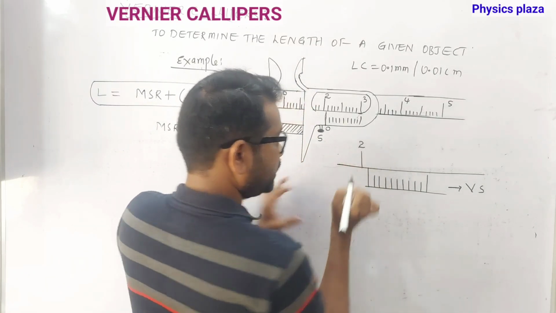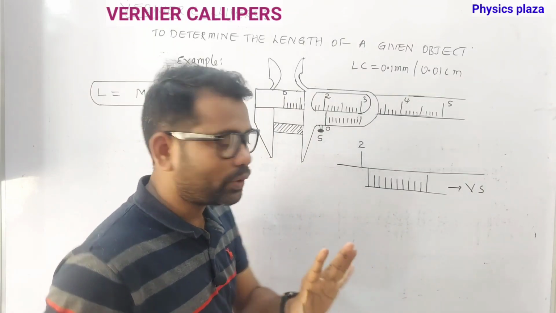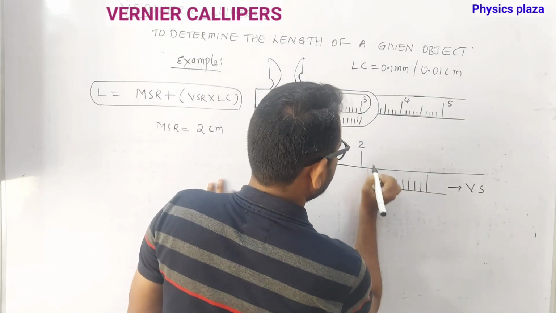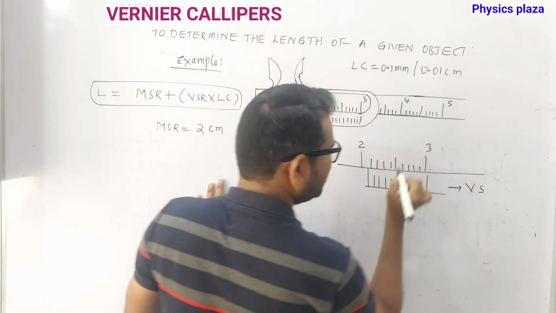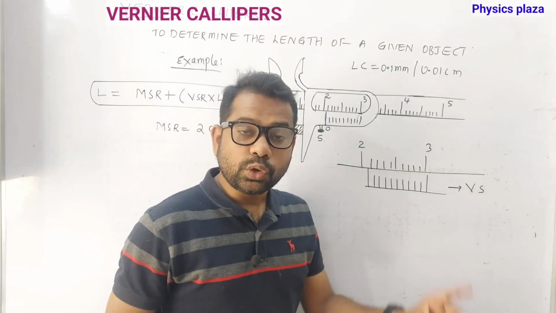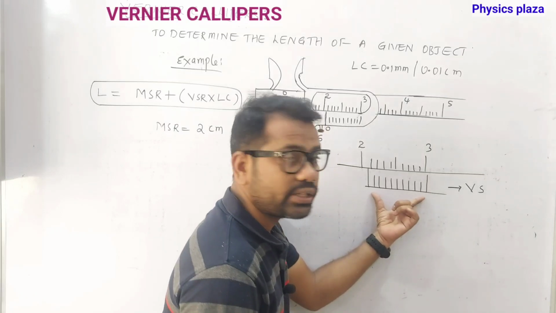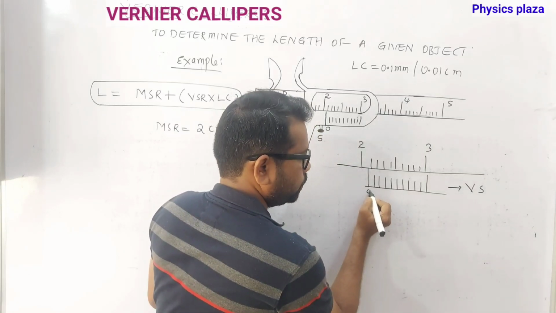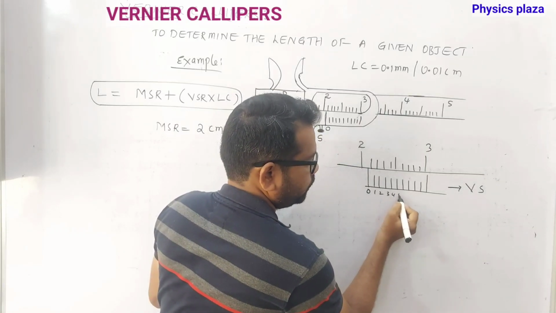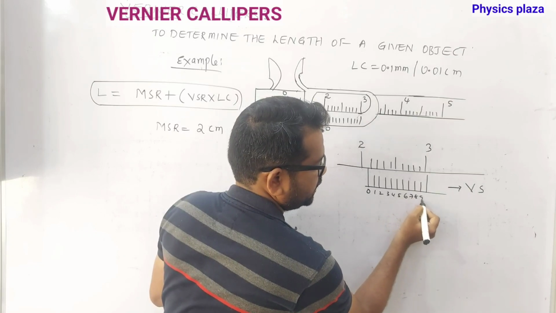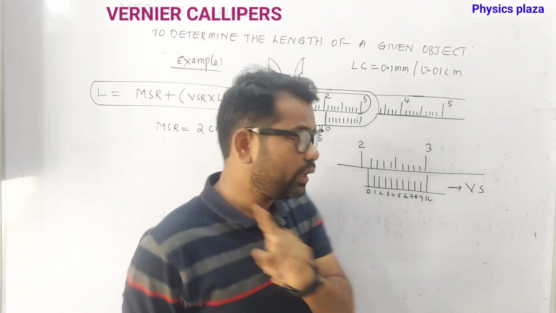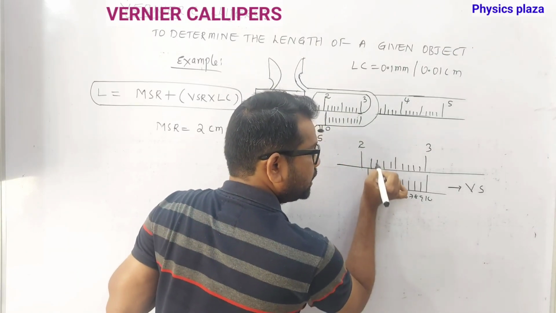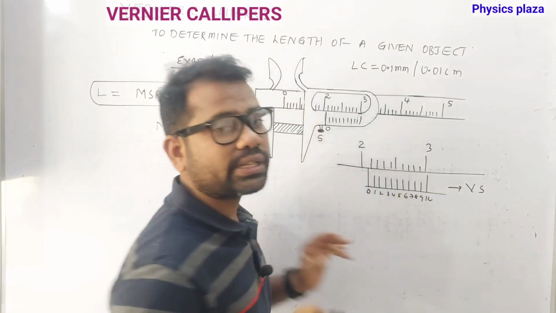Children, again I am redrawing just to give clarity. Suppose it is given like this, something like this. So we have to see, children, here 10 divisions are there: 0, 1, 2, 3, 4, 5, 6, 7, 8, 9, 10. Out of these 10 divisions, only one division will exactly coincide with one of the divisions of the main scale.